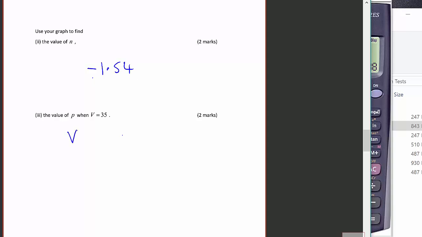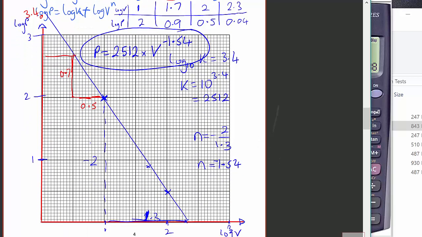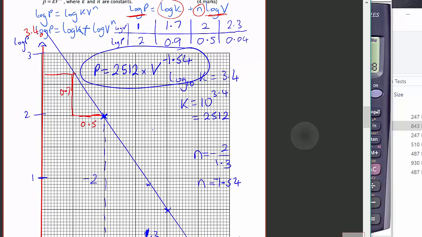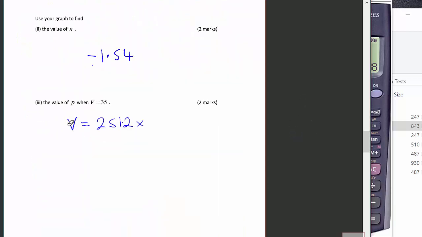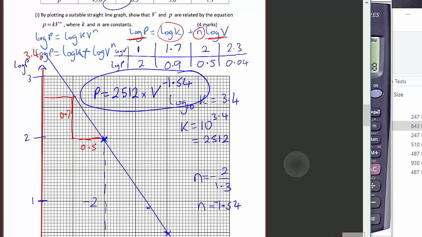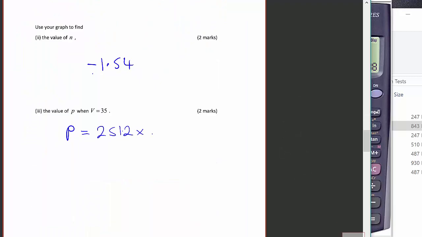That's all good. And we know that K is 2,512 multiplied by, sorry, it's P equals, isn't it? P equals 2512 times V to the negative 1.54. Okie dokie. So we want P when V is 35, so it's just substitution. 2512 multiplied by 35 to the negative 1.54. So we just need to calculate that.